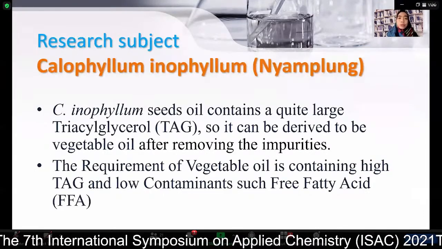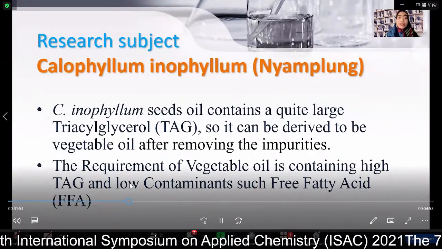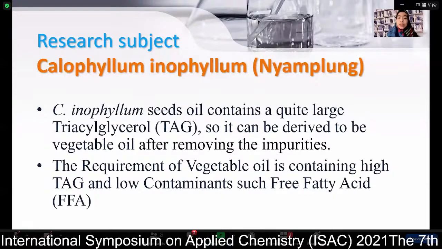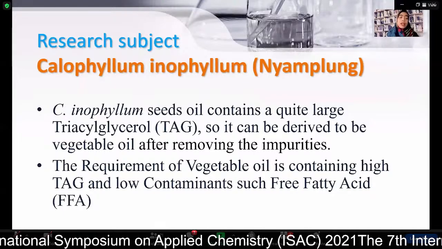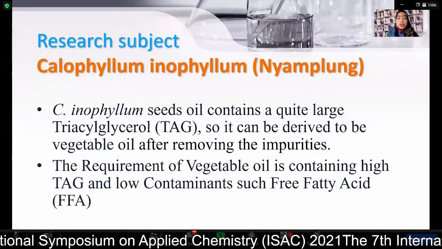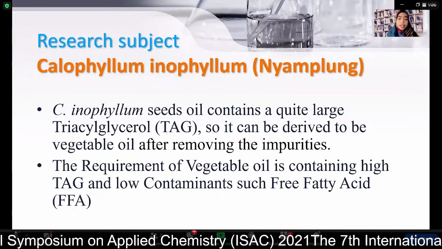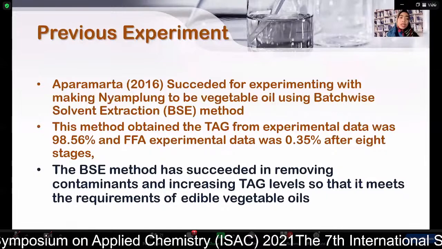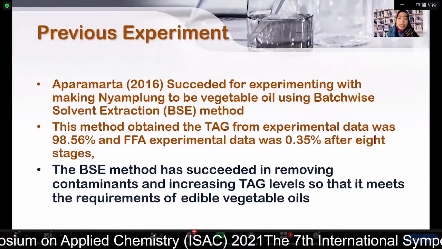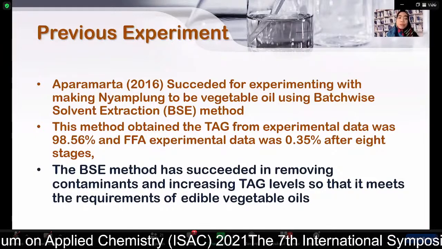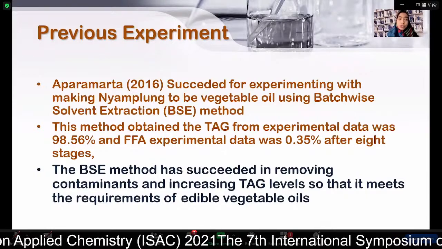The research subject is Calophyllum inophyllum, or nyamplung. Calophyllum inophyllum seed oil contains quite a large amount of triglyceride, or TAG, so it can be derived into vegetable oil after removing the impurities. The requirement of vegetable oil is high TAG and low contaminants such as free fatty acid, or FFA. In a previous experiment, Paramartha in 2016 succeeded in making nyamplung into vegetable oil using the batch-wise solvent extraction method.